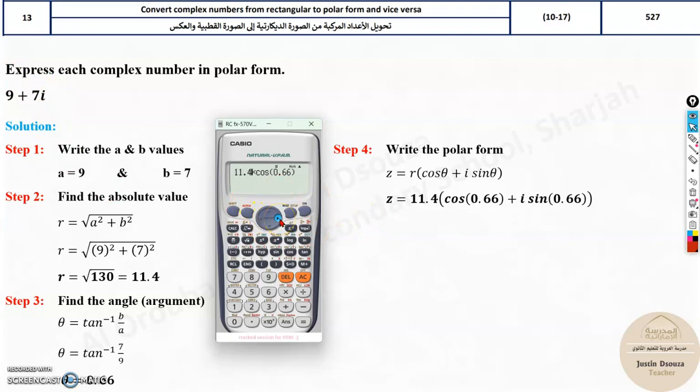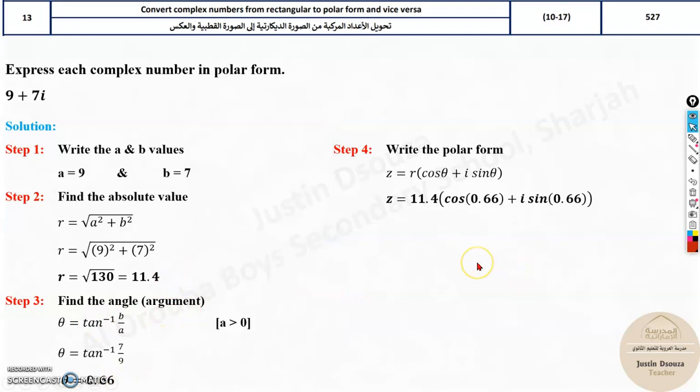If you change the cos to sin as well, you should get the i part. That is over here. It's almost close, but not exact, because we don't consider all the decimal points. But anyway, this is how we solve it. That is it. That's the procedure. Now, these are your answers.